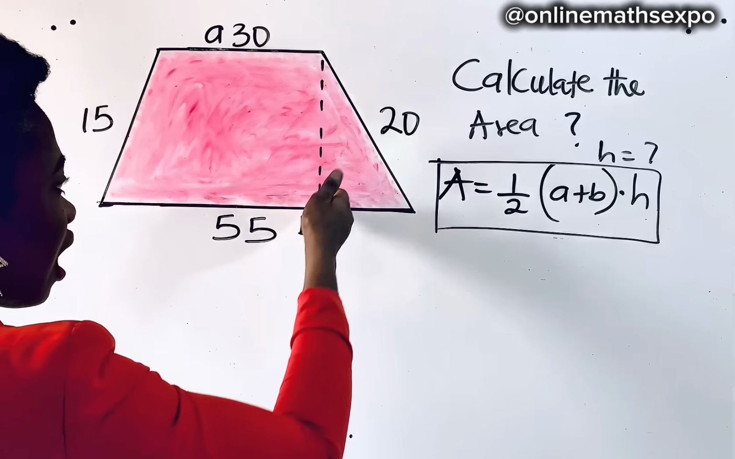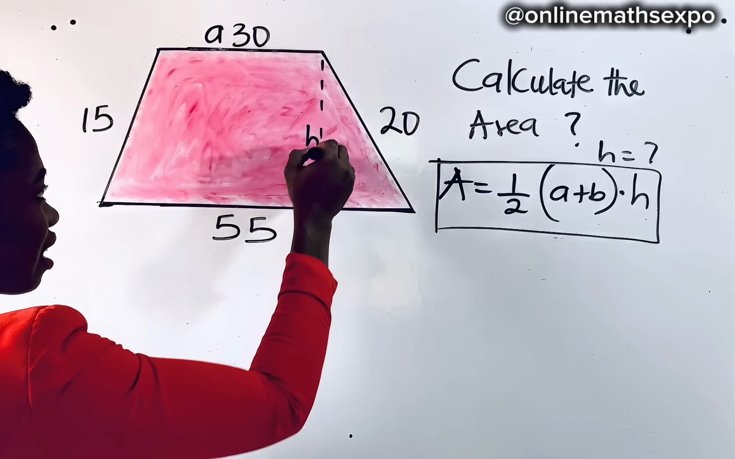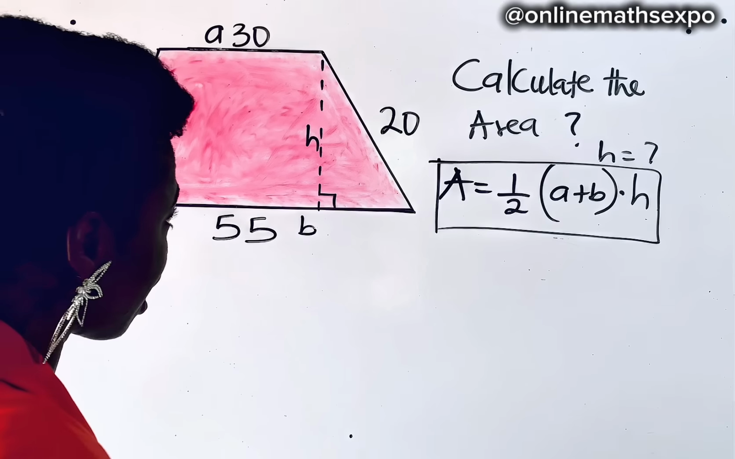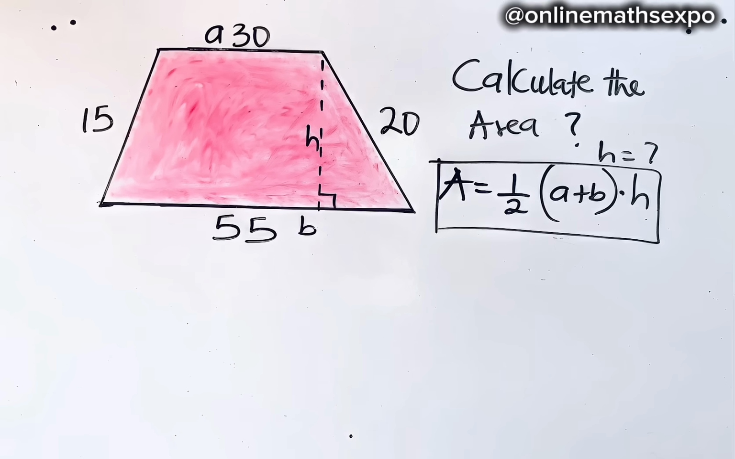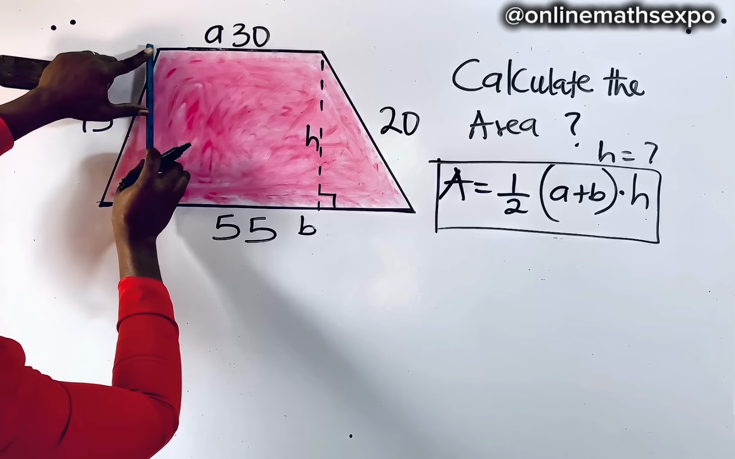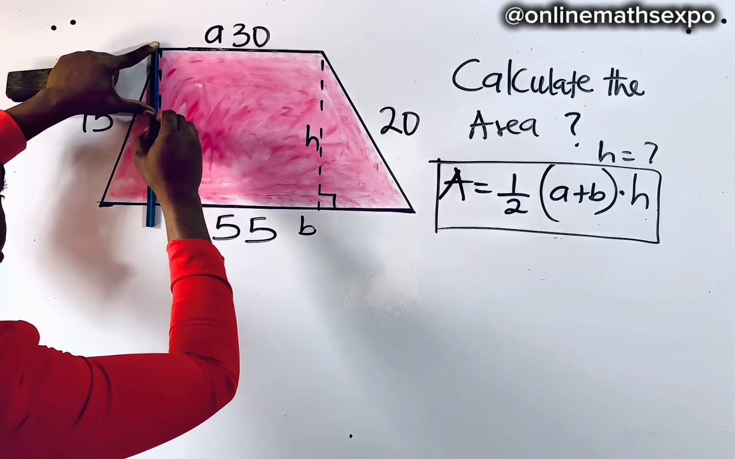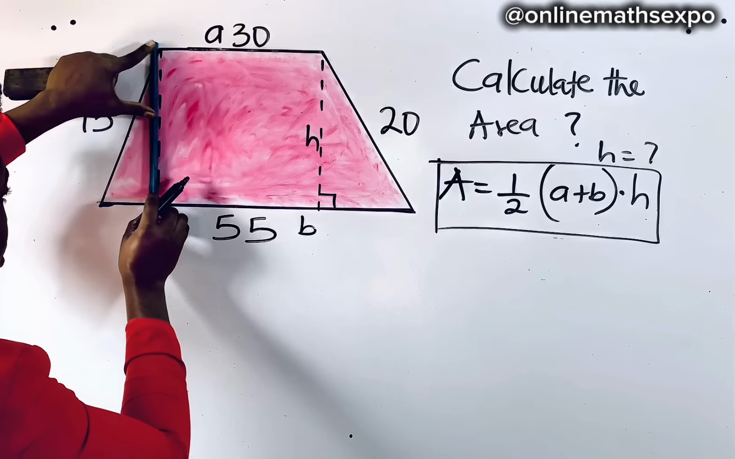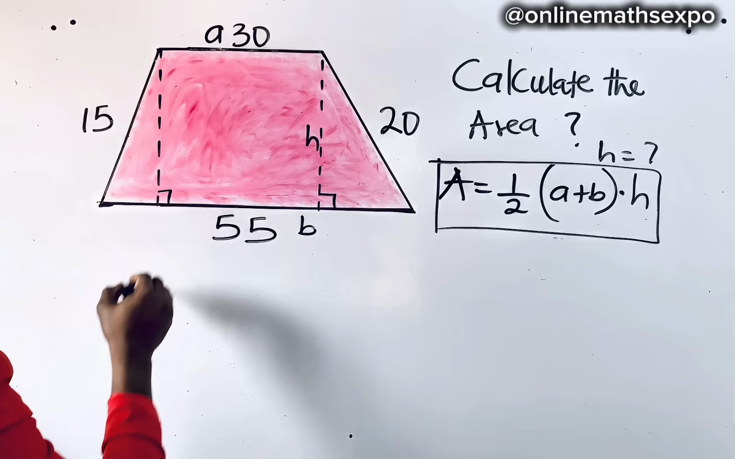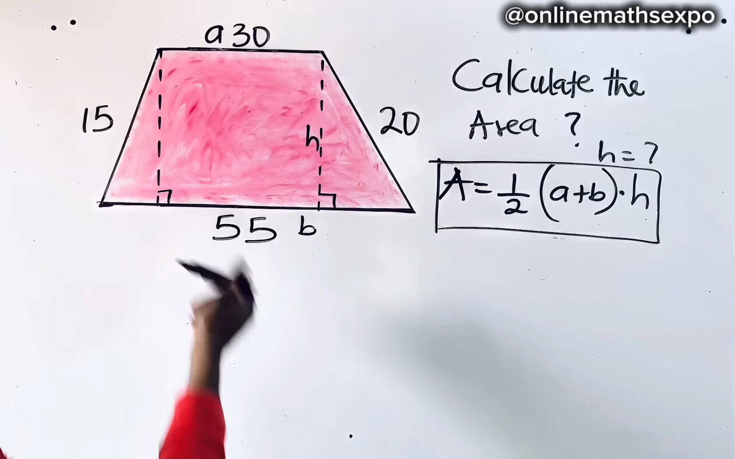Now, from here has given us the perpendicular height. We're also free to generate another height just to help us to solve. So in that case, we can also make another perpendicular height from this tip to touch this base. So this is also the height. Now, what do we do with this height?